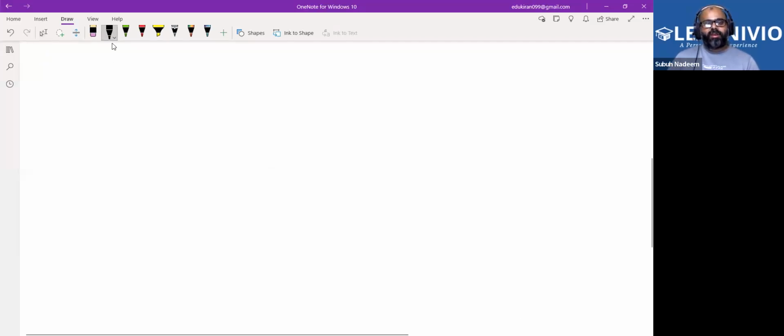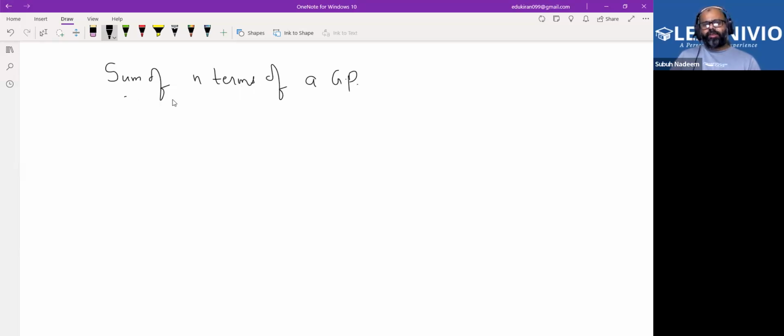So if you see here, we are now taking the sum of n terms of a GP. I'm not going into the derivation of the formula. I'll just tell you the formula because that is what you have to generally use.